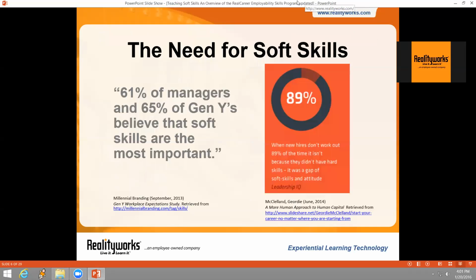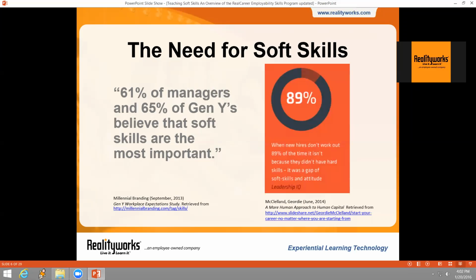Do not underestimate the importance of soft skills in the workplace. In a recent study conducted by Millennial Branding, the question was asked of managers and also Generation Y employees on the importance of soft skills. 61% of managers and 65% of Gen Y believe that these skills are most important. Many believe it's easier to teach the hard job skills, but much more difficult to teach those soft skills.